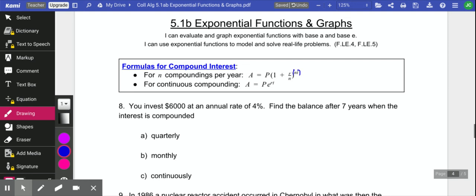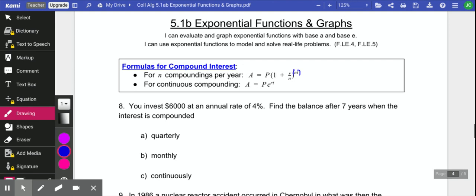Now, if it's something that compounds continuously, so we're not calculating our interest every month or every day or even every hour, we're continuously compounding it, that is the PERT equation, and it uses that irrational number E. So let's take a look at some examples. We're investing $6,000 at an annual rate of 4%. We want to find the balance after 7 years.